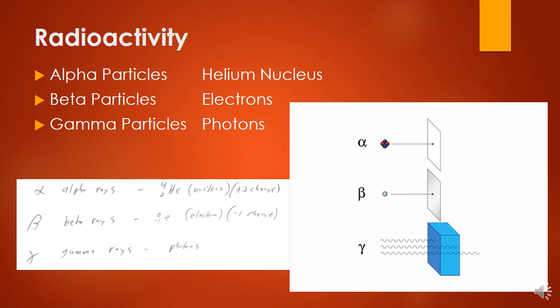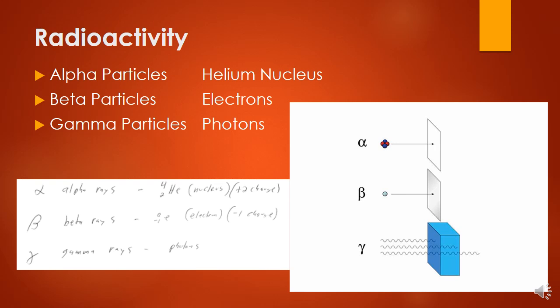So off to the right, I have a graphic. I'm showing that alpha can be stopped by paper. It's the weakest. Beta is stopped by metal. And then gamma rays have to be stopped by really thick concrete, and even then, some of them are going to get through. So gamma is the highest energy.